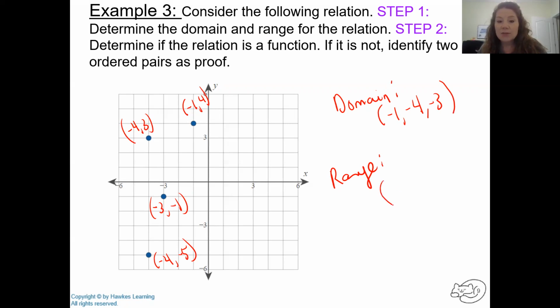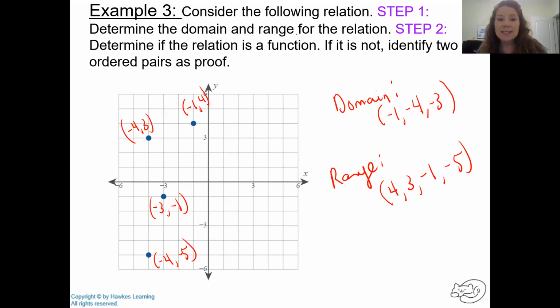And the range values are the y values. So we have +4, +3, -1, and -5. And you don't even have to put them in numerical order. Just list them as you see them. So we listed the domain and we listed the range.